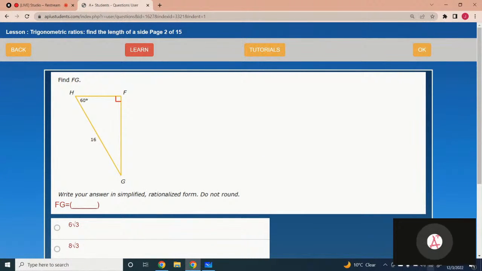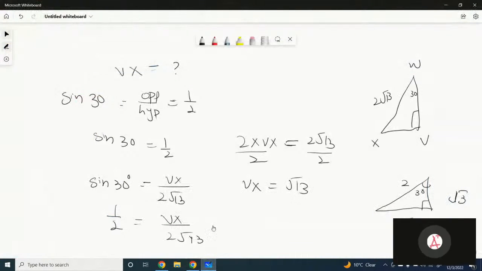Okay, the next one is find FG. It's a 30-60 triangle. Let's draw the triangle.